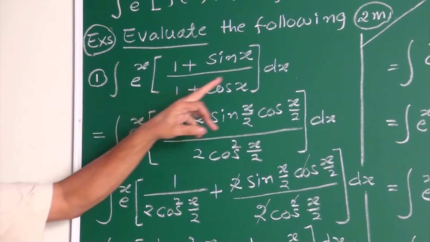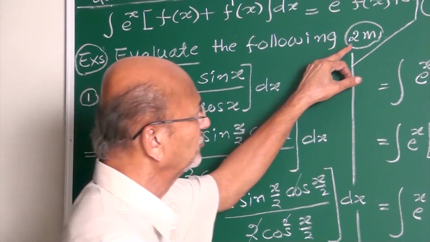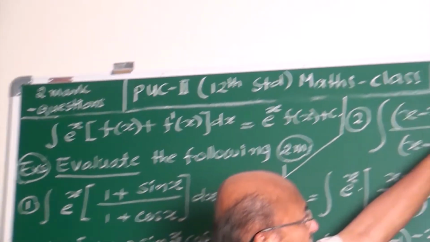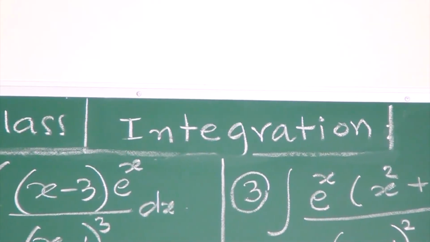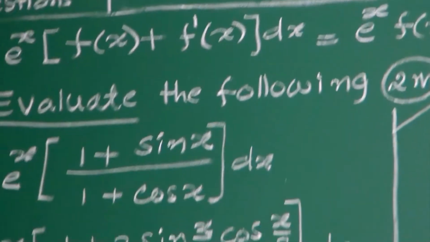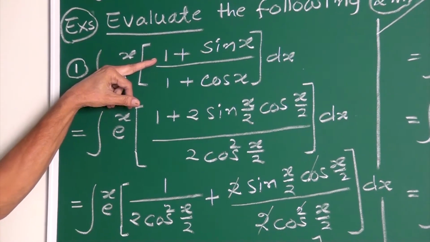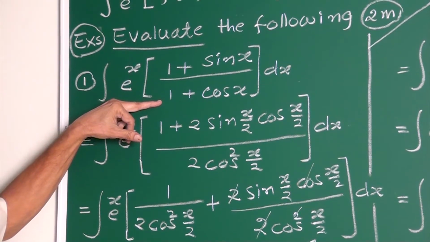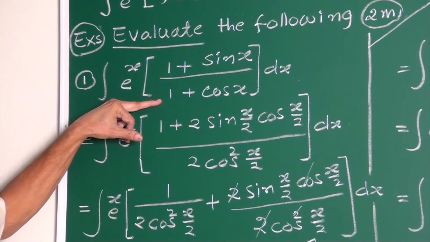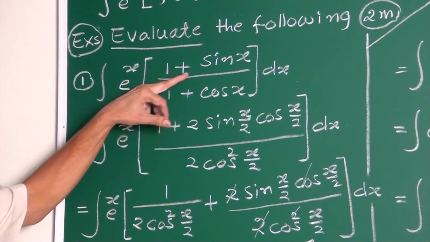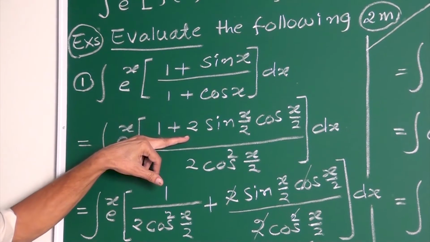Evaluate the following 2 mark questions. We are doing integration. Remember, integration. E to the power x into 1 plus sin x upon 1 plus cos x. In this case, we have to make use of trigonometric identities, formulae. Sin x, half angle formula.